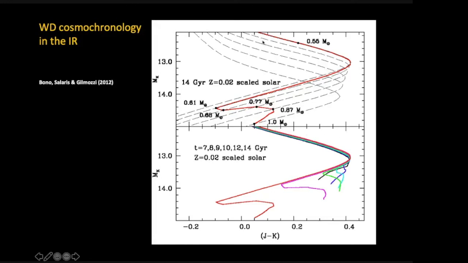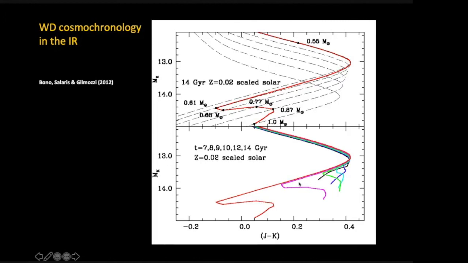You see, the shape is different. These are different ages. This is a fixed age. These are the cooling tracks. You see the behavior, the shape of the cooling tracks is also different because of the bolometric corrections. The cooling tracks of individual masses turn to the blue here. This is due to the collision induced absorption of the H2 molecule. And when you combine the cooling time and the progenitor lifetime of the individual white dwarfs, when you convolve them and calculate isochrones for a given age, that's the shape that you get. A very different shape compared to the optical.